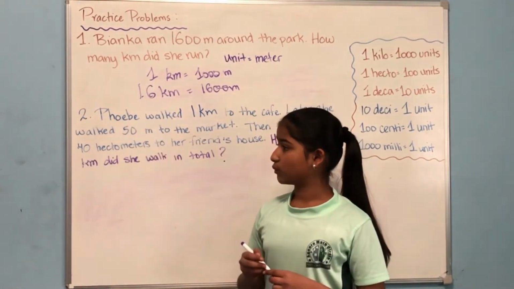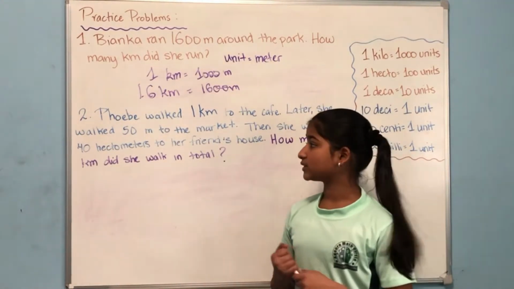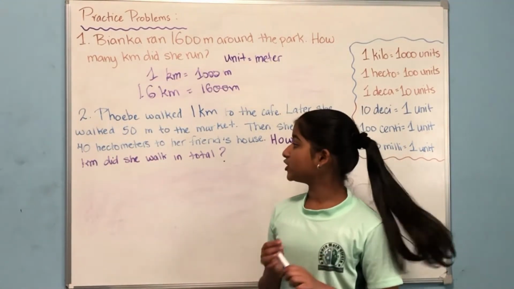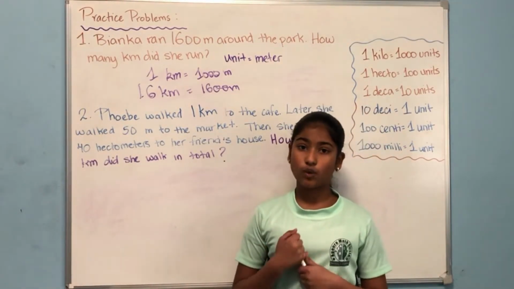Now let's solve for the second one. Phoebe walked 1 kilometer to the cafe. Later she walked 50 meters to the market. Then she walked 40 hectometers to her friend's house. How many kilometers did she walk in total?